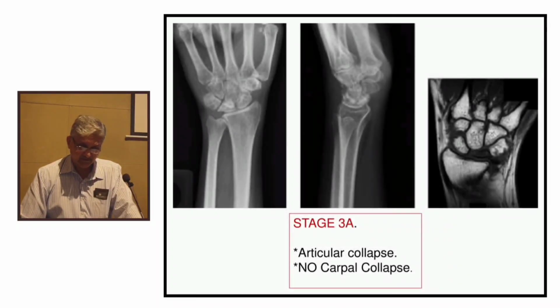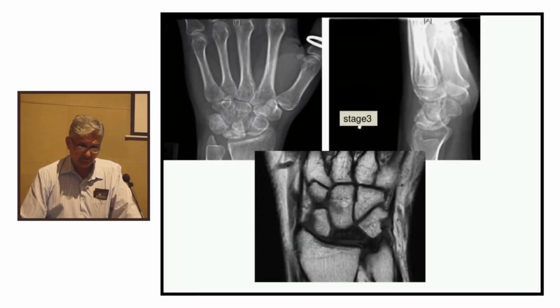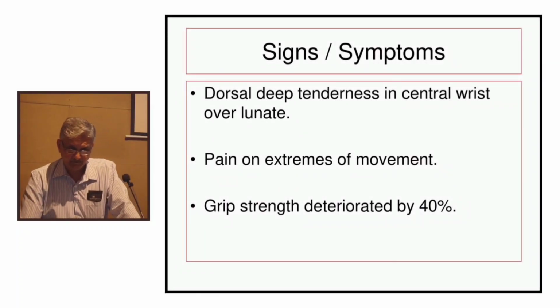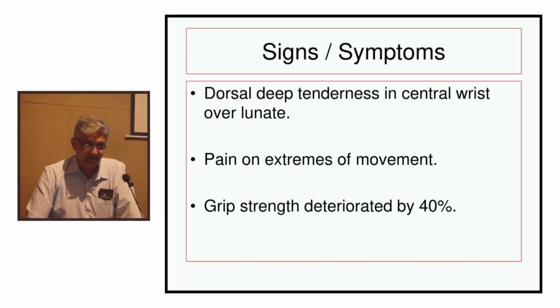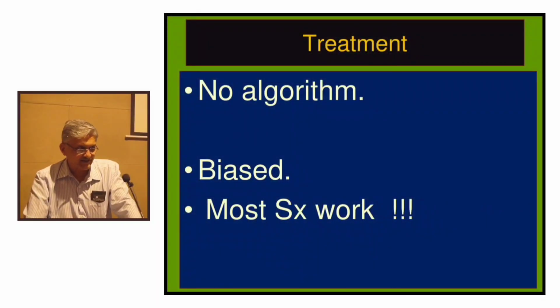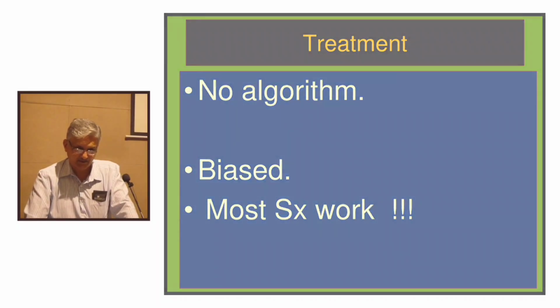You see further, the lunate is now starting to collapse, and it collapses further, and it keeps collapsing. Like any other orthopedic problem, there is pain on palpation, restriction of range of motion and weakness, and grip strength deteriorates. Treatment: no algorithm, everyone is doing whatever they feel like. The treatment is biased, and most of the time the surgery works. And what surgery? I'll talk about it.